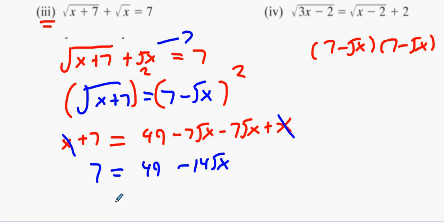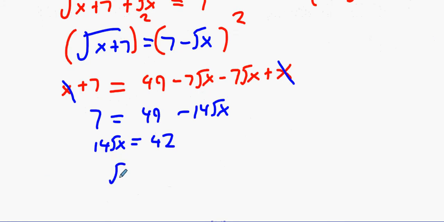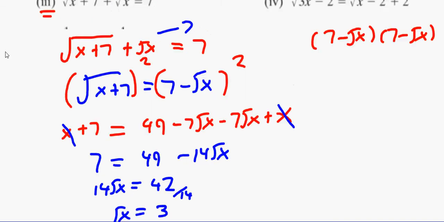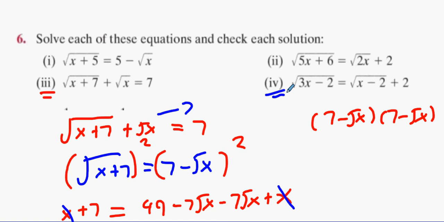And 14 root x to the left. Move the 7 to the right. 49 take away 7. Root x therefore equals 42 divided by 14, which is 3. Square both sides. x equals 9. Go with that? Alright, I did that one, you do this one.